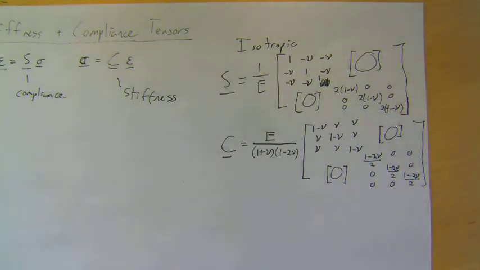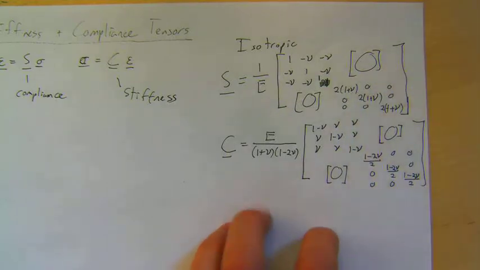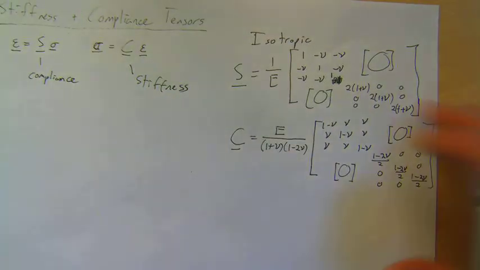For the lines, shouldn't that be 2 times 1 plus nu? Yes, it should. Thank you. Clearly you've already studied this more than I have.